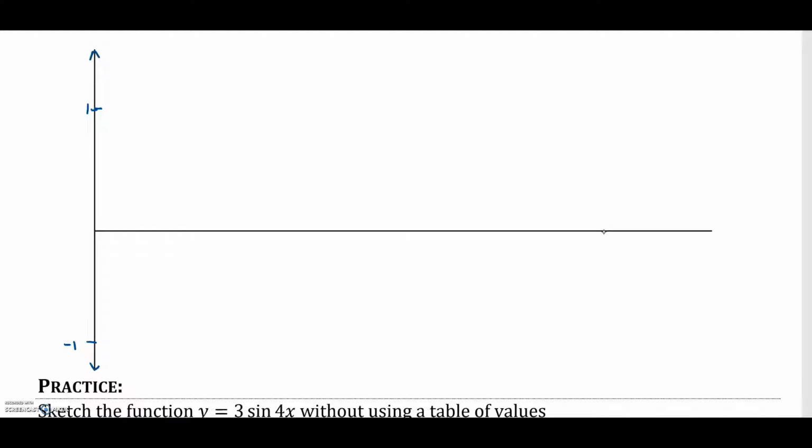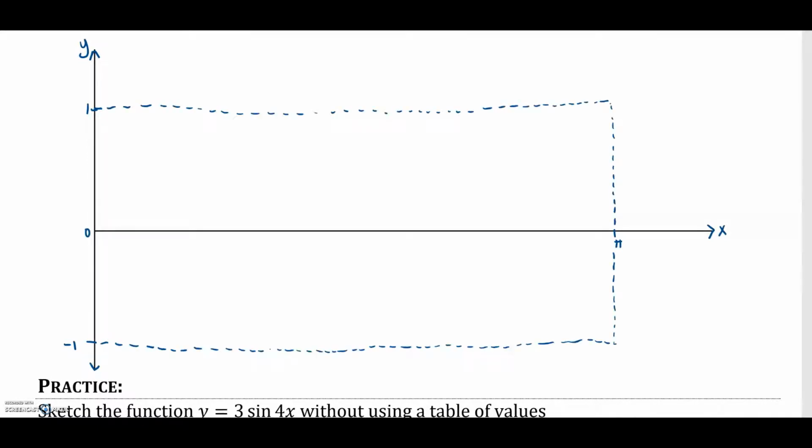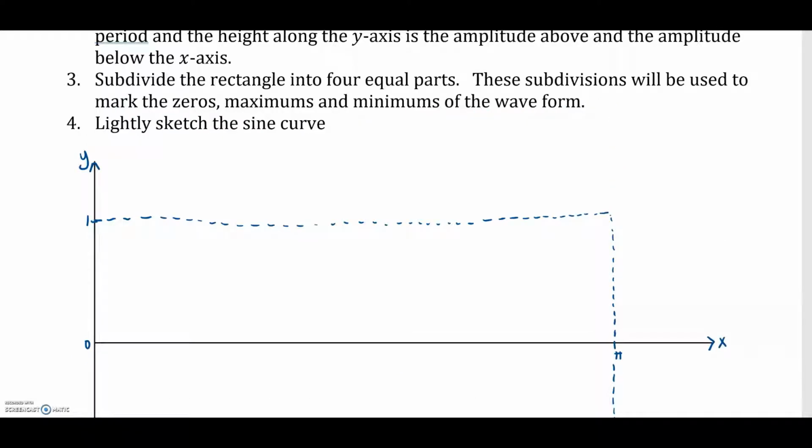Now the length of my rectangle is equal to the length of the period, and that is along the x-axis. I should also mark where my y-axis is. And now we need to sketch the rectangle. Now we can see that the height of our rectangle is equivalent to 2 times the amplitude, and the width is the period.